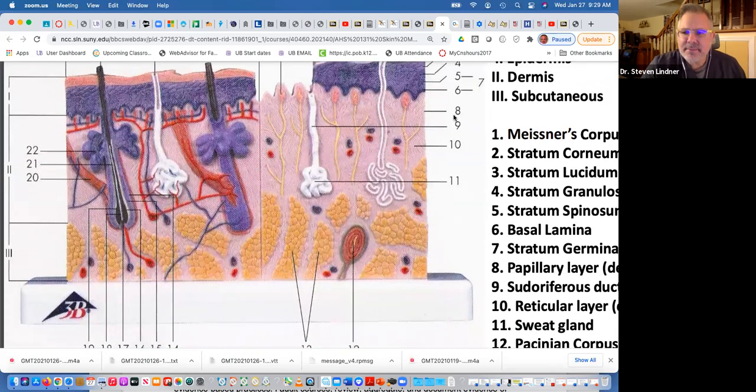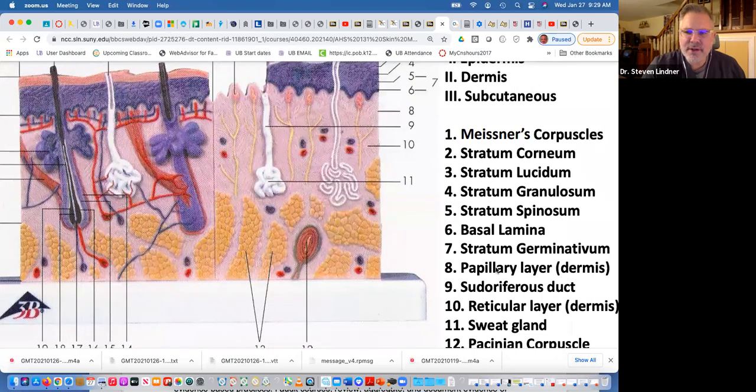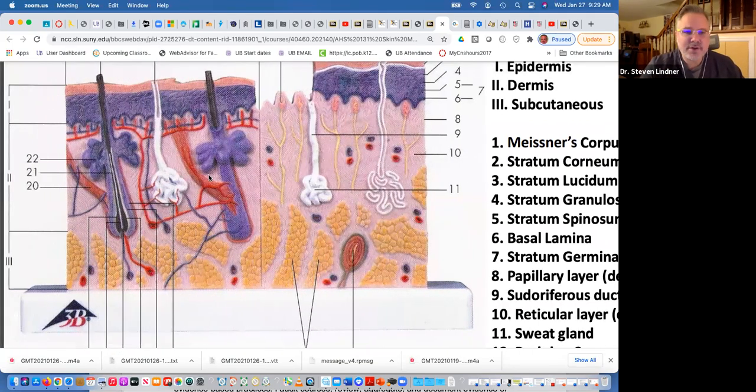So you have number eight, which is the papillary layer or papillary portion of the dermis, and then you have number 10, which is the reticular layer. Papillary is like the upper 20%, and then the reticular is the lower 80%. So there's only two layers, but there's lots of neat structures that we have there.